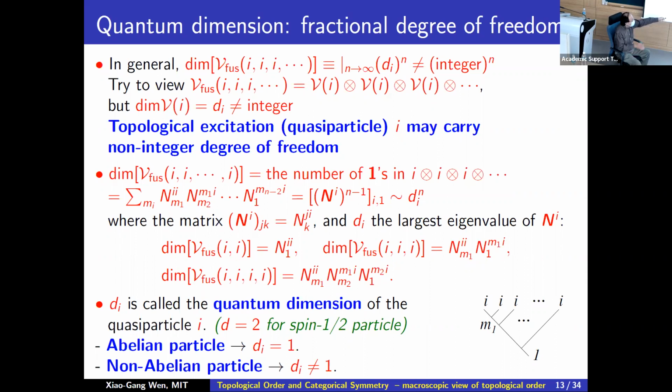Then for the last time we get to 1. So this way, when you fuse so many Ni together, how many 1 you get, you sum over all these M1, M2, and so on. And this expression can be used as a matrix. You can define a matrix Ni like this, where the jk is the index, given by this. Then this expression is really the Ni matrix to the N-th power, taking this particular component.